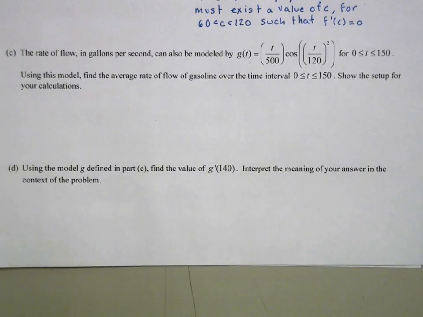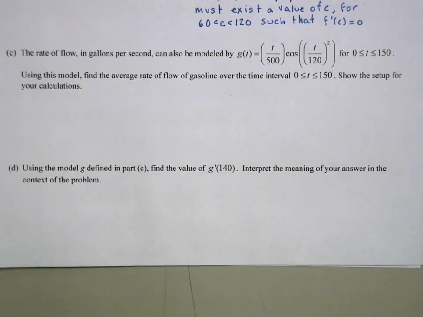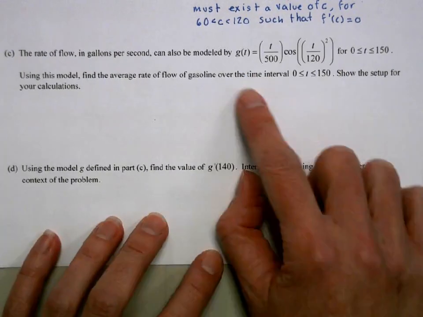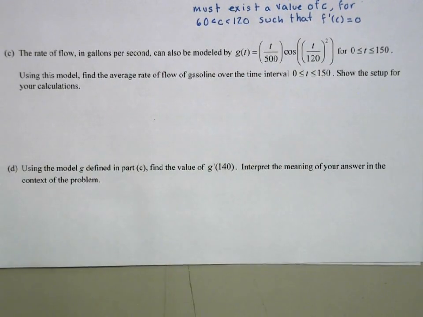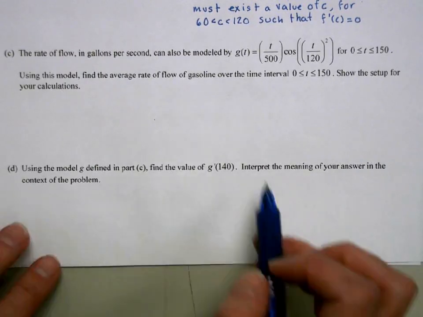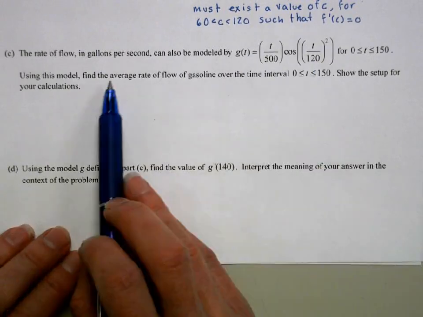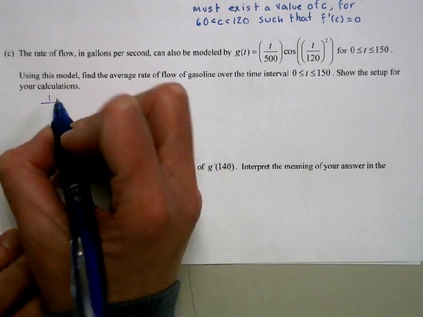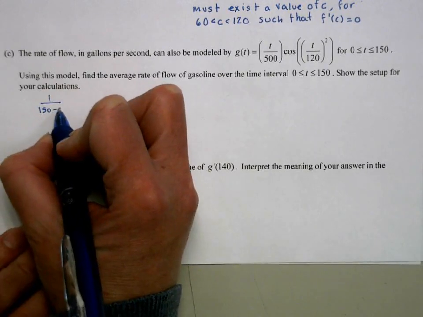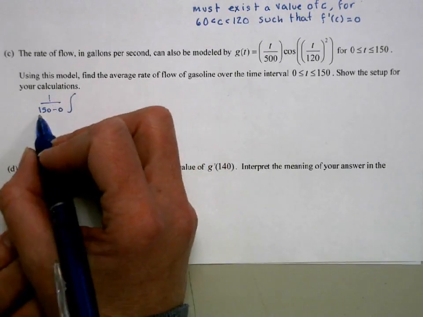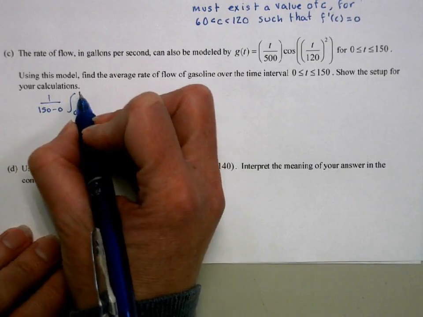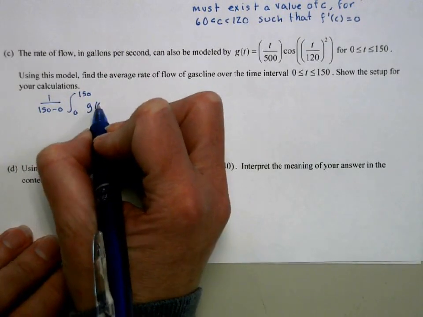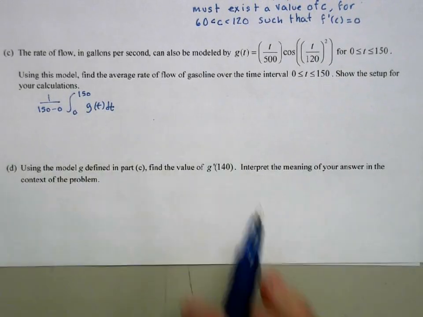Okay, next, the rate of flow in gallons per second can also be modeled by this equation for 0 to 150. Using this model, find the average rate of flow of gasoline over the time interval 0 to 150. Show the setup for our calculations. Okay, well, the average value, so if this is giving us the rate and we want to know the average rate, we're finding the average value of a function. So we're going to have 1 over 150 minus 0, and then the integral from 0 to 150 of g of t dt. That's the setup for my calculations.